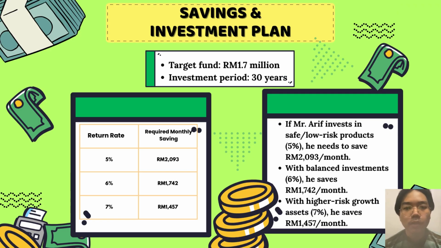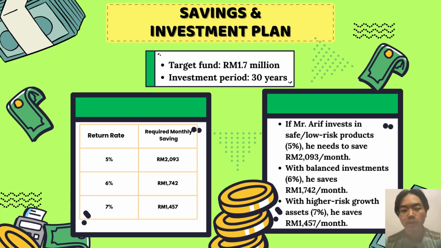Hi, Assalamualaikum and warahmatullahi wabarakatuh. My name is Muhammad Zikri and I will explain step 3. So basically, based on our calculation, Mr. Arif will need a total of 1.7 million at the age of 60 to support his retirement from age 60 to 80. To achieve this goal, we estimated how much we need to save every month for the next 30 years.